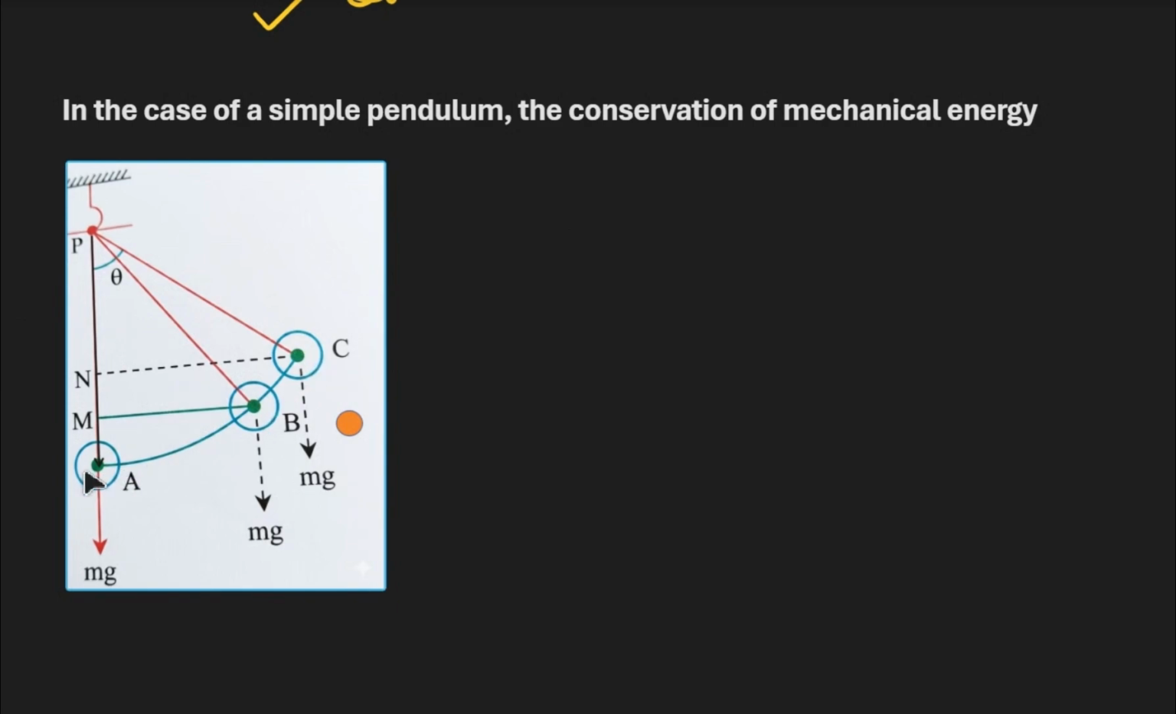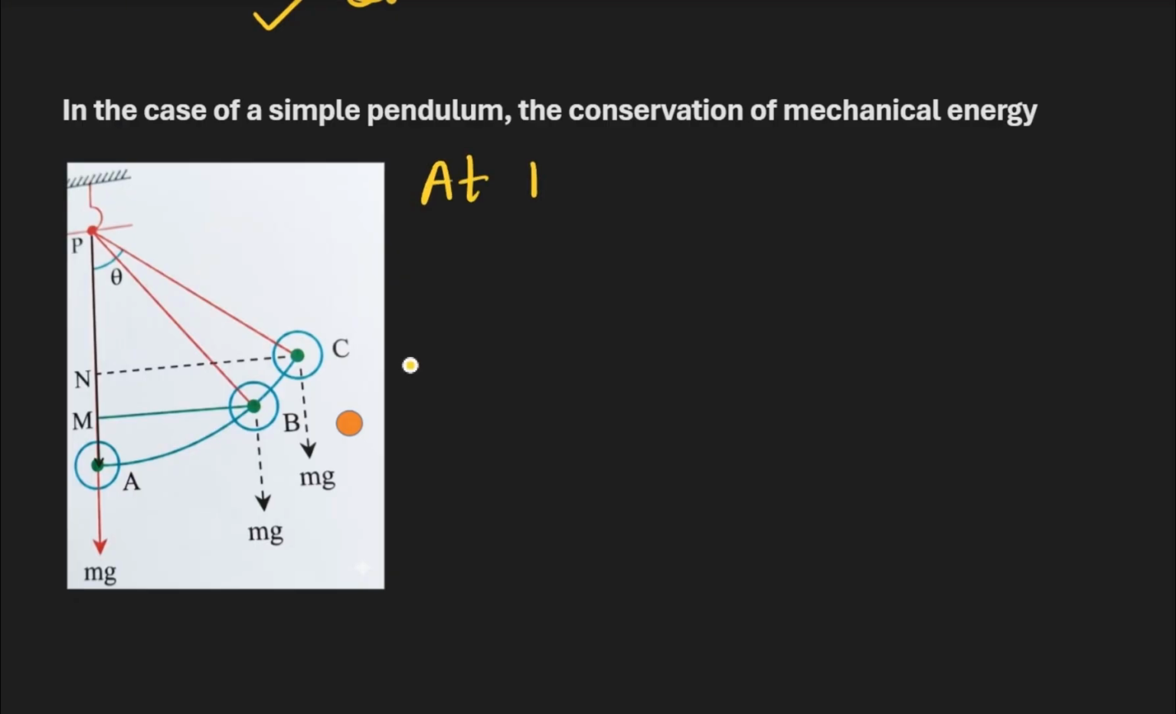What we have to prove is that at A, at B, at C, at every single point, the total energy, which means the mechanical energy, is equal. In that case, we can say the law of conservation is maintained. So our very first task is to calculate the total energy at point C.